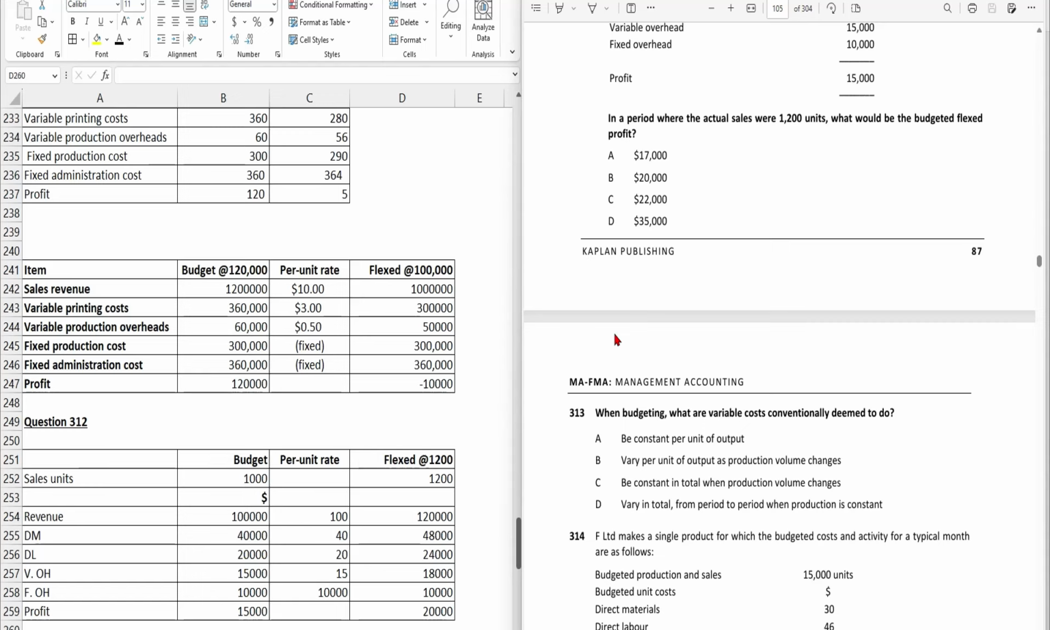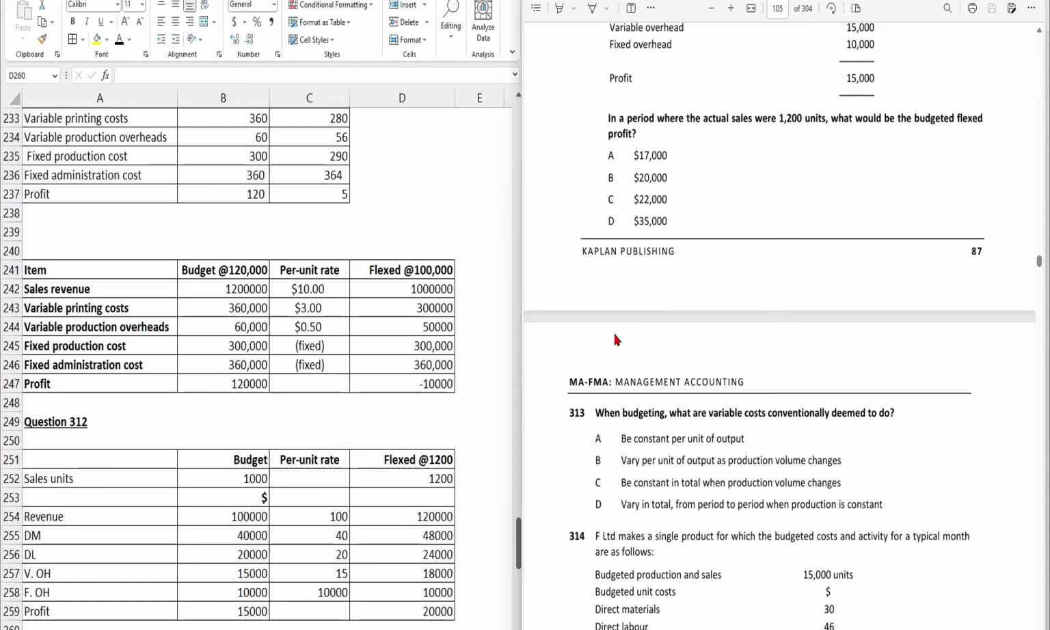Yes. So variable costs are those costs which will change in total as the level of activity changes, or level of production changes, or level of output changes. But per unit wise, they will always remain constant. So that's why option A is correct. Okay. Now option B. Vary per unit of output as production volume changes. No, per unit cost, per unit variable cost will always be the same whether the production volume changes. Yes, total cost will change, but not the per unit one.